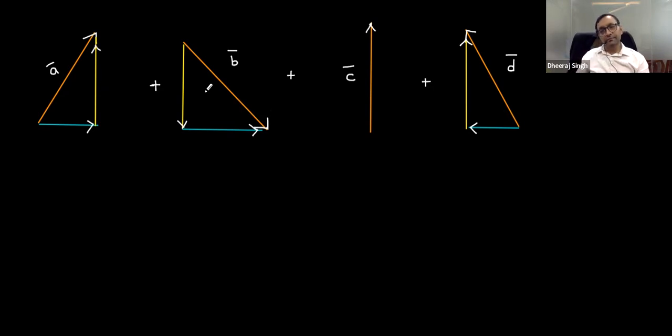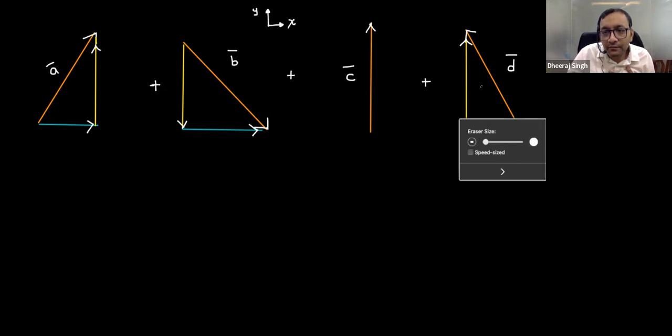Like this. Okay. So basically what I am doing, I am trying to create a triangle for all the vectors in two specific directions. One is, let's say, along the y-axis, and the other is along the x-axis. All right.